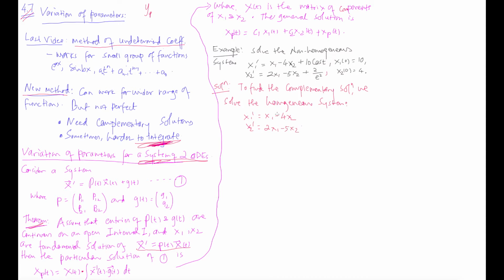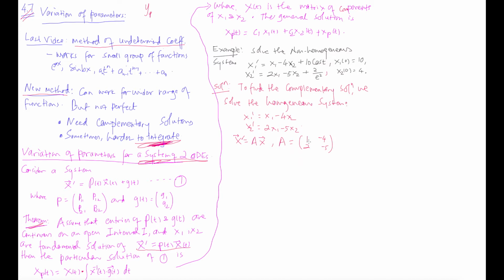What do we do next? We write it in matrix form, and find the eigenvalues of the matrix. So x prime equals Ax, where x prime is (x1 prime, x2 prime), x is (x1, x2), and A is [1, -4; 2, -5]. Do you remember how to find the eigenvalues of this matrix?